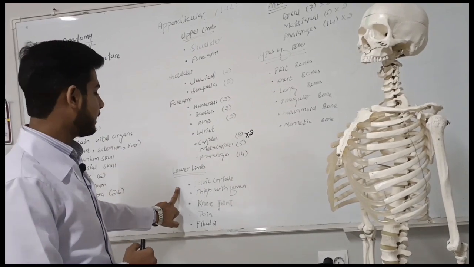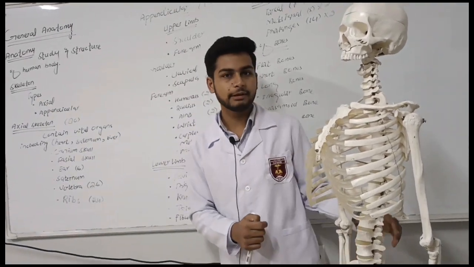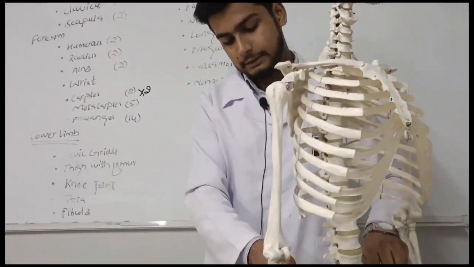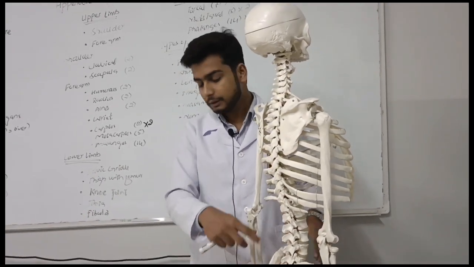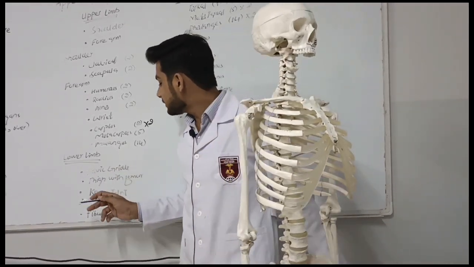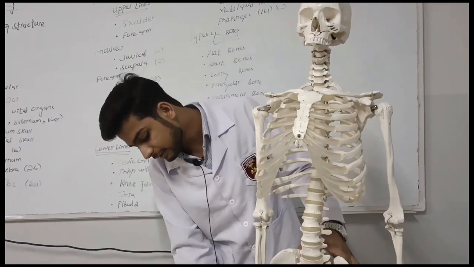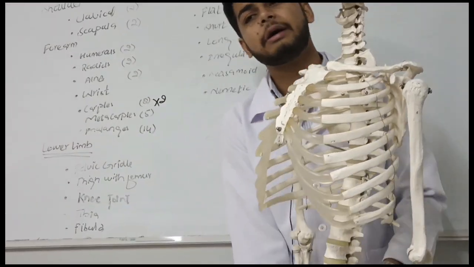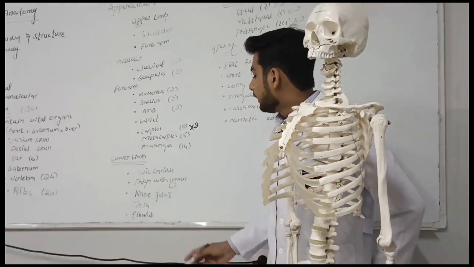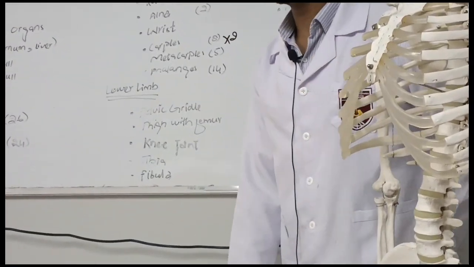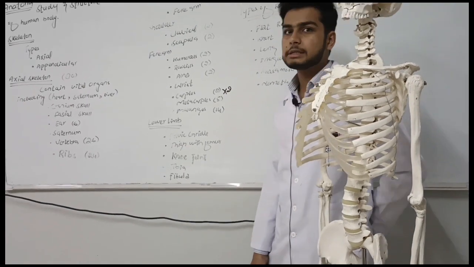First, we discuss the pelvic girdle. What is the pelvic girdle? It is present at the hip joint. Now we discuss the thigh with the femur, the longest and strongest bone of our human body. Now the knee joint is based on the patella, which is a sesamoid bone.